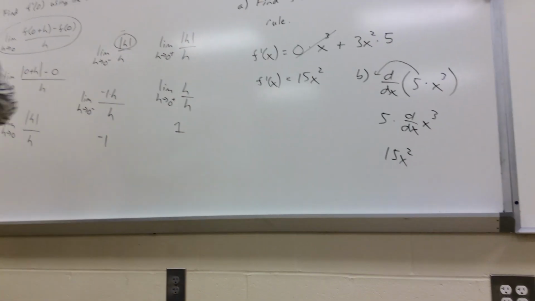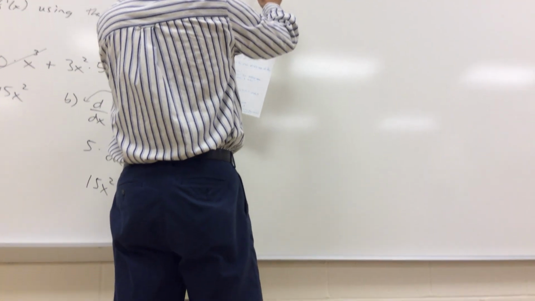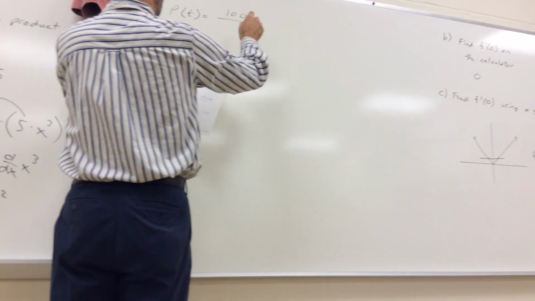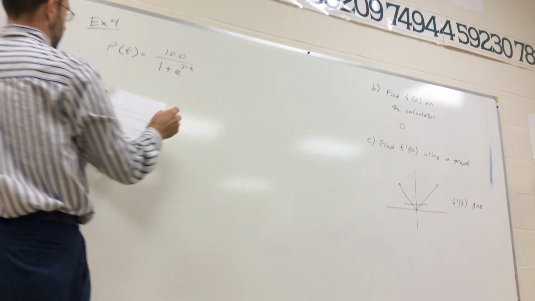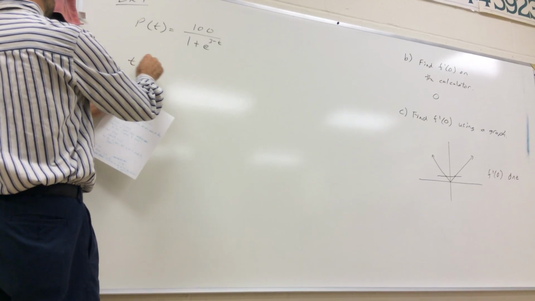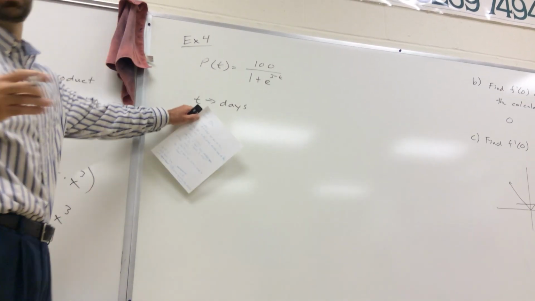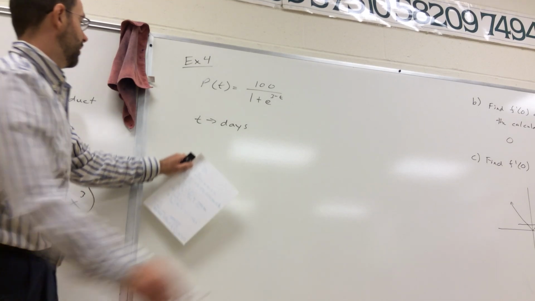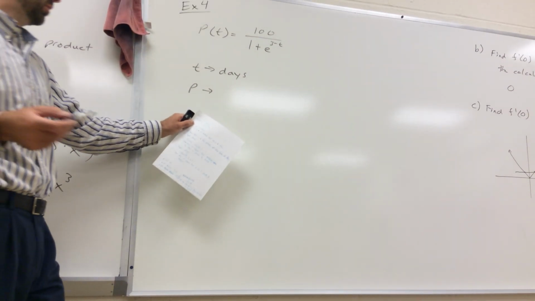We got one last problem here. This would be example 4. And the function that we're going to work with is p of t equals 100 over 1 plus e to the 3 minus t. And t is going to be days. So it's time measured in days. And then P is going to be a population. It's the number of people that have the flu.